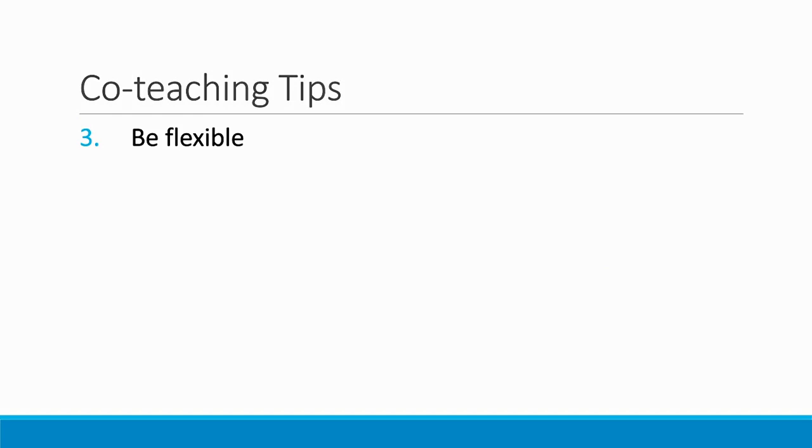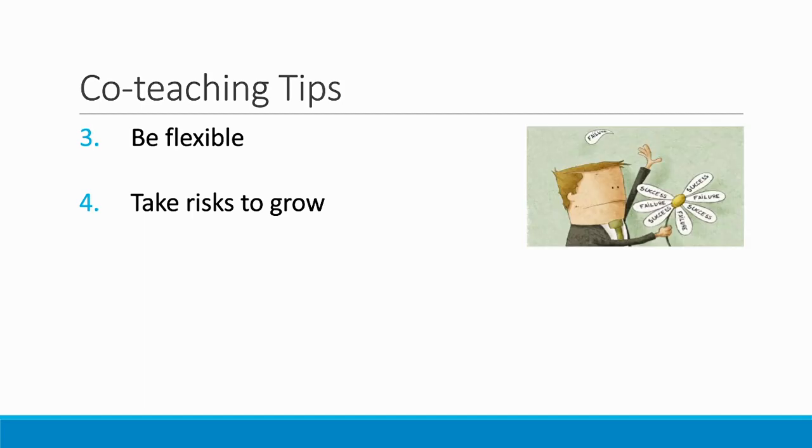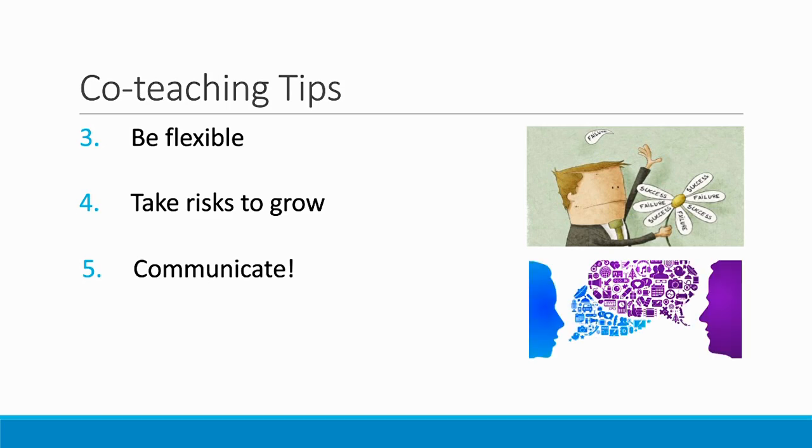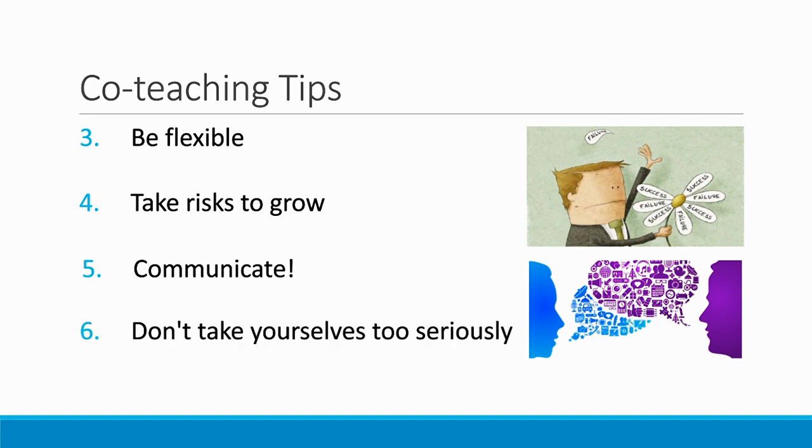Third, be flexible. Inevitably, you won't be able to plan for everything, and your students might want to go into depth with some topics more than others. So, it is important that you be flexible with the plans that you make to best adapt to your students' needs and interests. Fourth, take risks to grow. One of the great advantages of having a co-teacher is that you can learn from one another and take risks to grow skills that you are less familiar or comfortable with. Fifth, communicate. Make sure that you and your co-teacher have open communication so you can ensure you're on the same page and so that you can have the best experience that you can. Finally, don't take yourself too seriously.